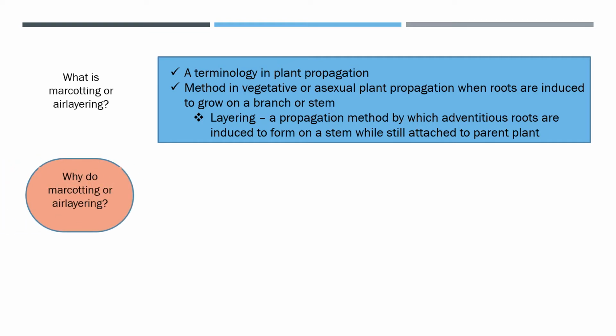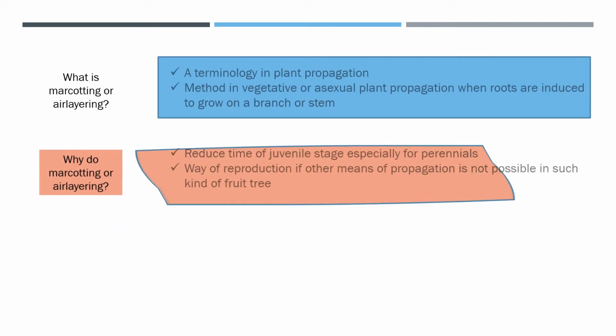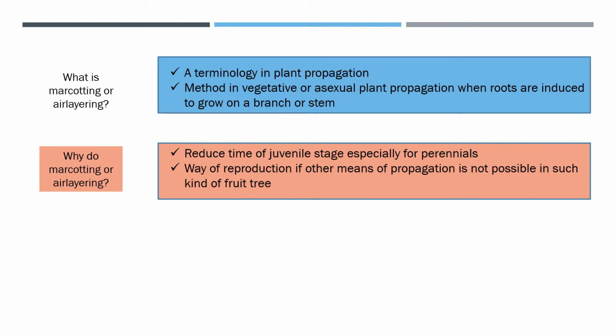So why do you do marcotting or air layering? What's the reason why you do marcotting or air layering on your trees? A seed may be taken from a very good tree, but the new tree grown from that seed that you planted may not produce good fruits. So it is not true to type, as agriculturists describe. By marcotting or air layering a fruit tree, we can guarantee that it will produce fruits in a short while and the fruit will be of the same quality as the parent tree.